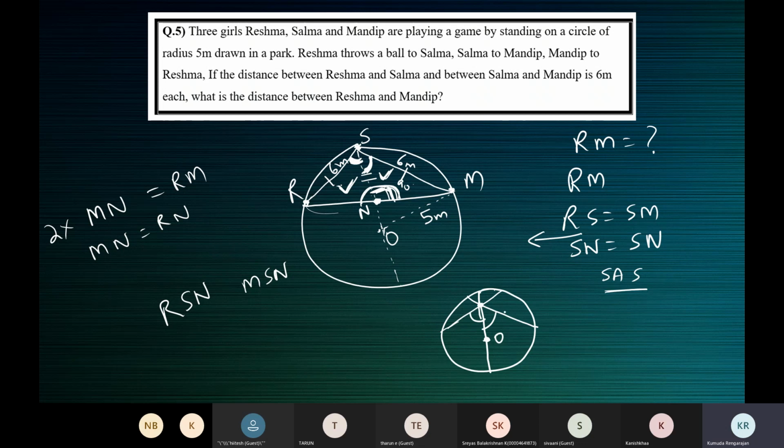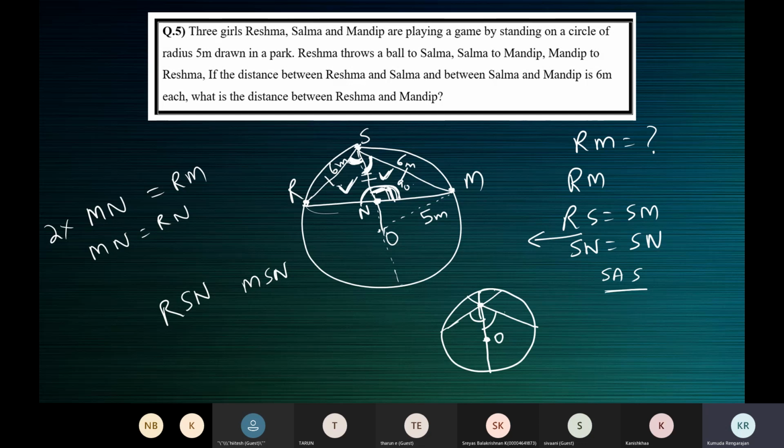You can apply this result here because RS and SM are two equal chords, each of length 6 meters. They intersect on the circle here, and you can see SO is the radius. If you extend it, it's the diameter. S is the point of intersection of the two chords, and through the point of intersection there's a diameter. So this angle is equal to this angle.